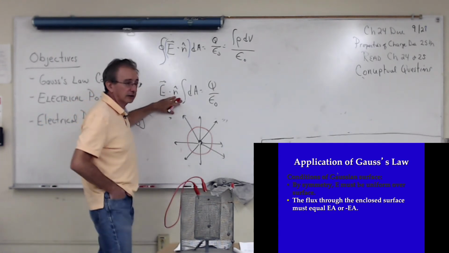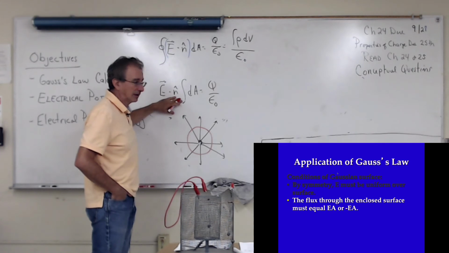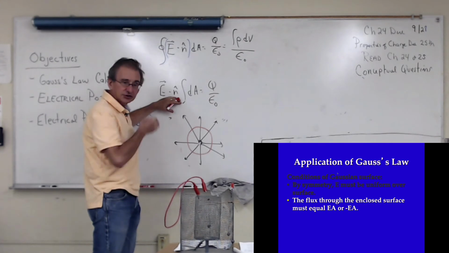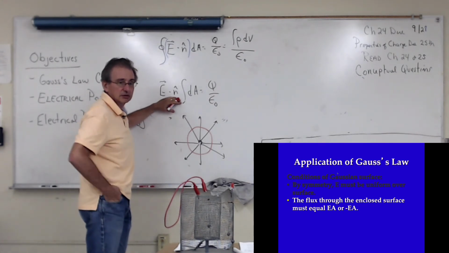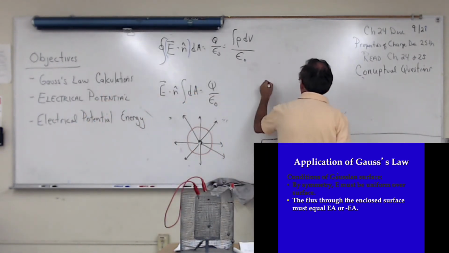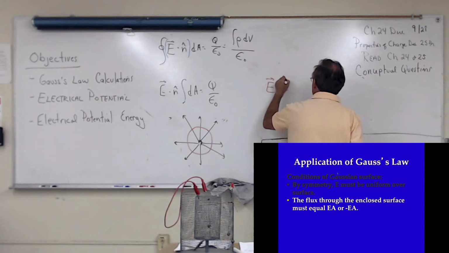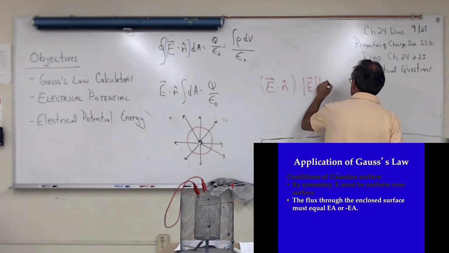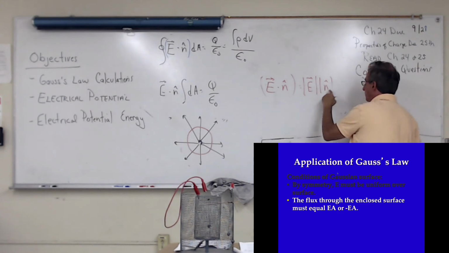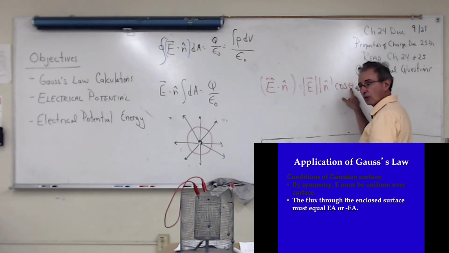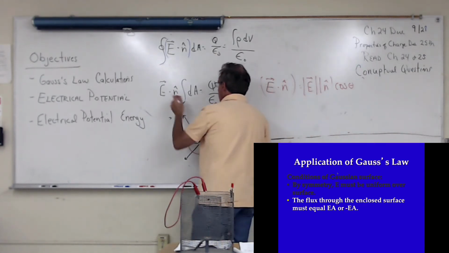So this dot product, the angle between these two vectors, if we want to use this to calculate electric field, should be either 0 or 180 degrees. Remember the definition of the dot product: the magnitude of the first vector times the magnitude of the second vector, which is 1 because it's a unit vector, times the cosine of the angle between them. So this angle is going to be either 0 or 180. For those cases, this is nice, and I can pull this out of the integral sign.